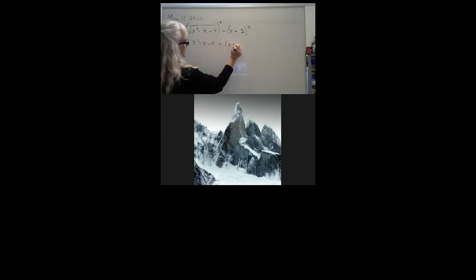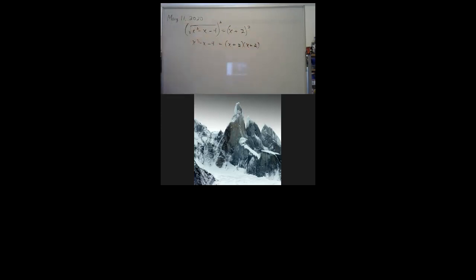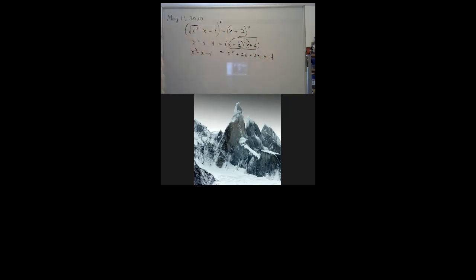So what I'm going to do is write that x plus 2 out twice, because that's what that outside square means, and then we'll FOIL it out. The reason we have to use FOIL is all of a sudden we have 2 terms being multiplied by 2 terms. So the first term would be the x times the x. That's going to give me the x squared. The outside term is x times 2, which gives me a plus 2x. The inside term gives me another plus 2x. And then finally, 2 times 2 is going to give me a 4. So I end up with x squared plus 2x plus 2x plus 4.